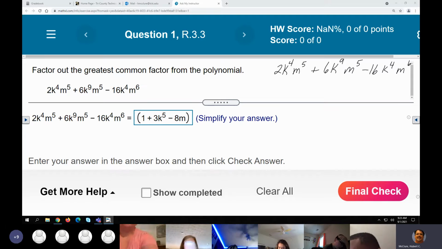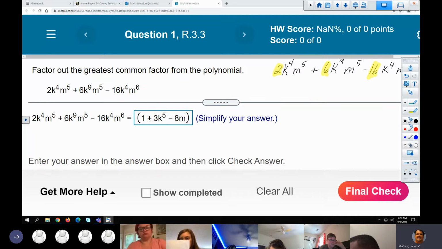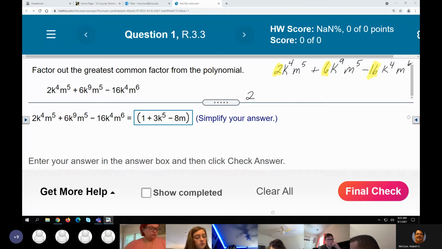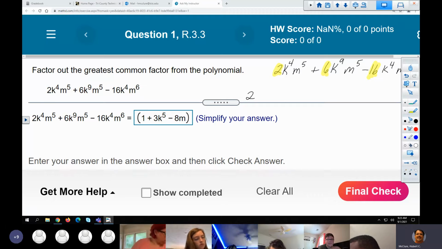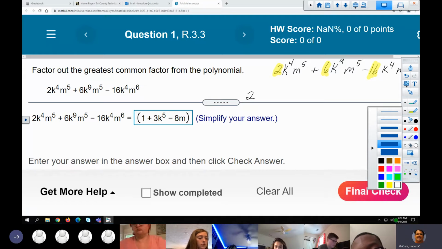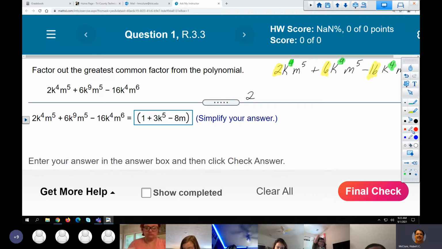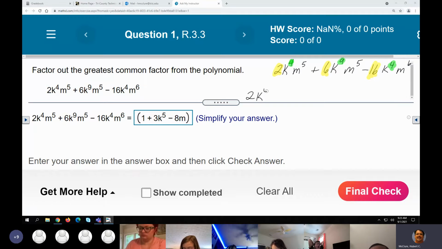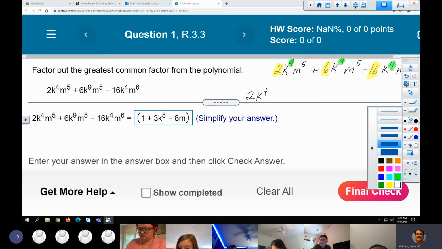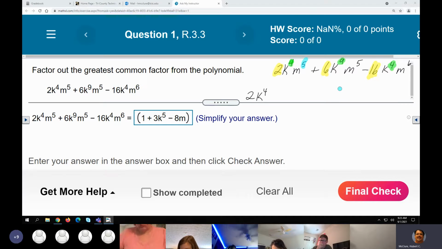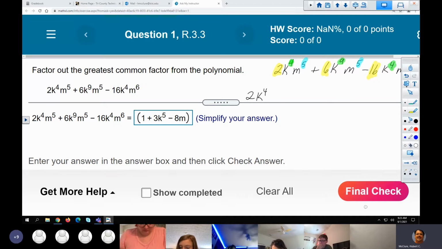Okay, the smallest number of 2, 6, and 16 will be 2, so 2 can come out. The lowest exponent with the k's is 4, so k to the 4th can come out. And the lowest exponent with the m's is 5, so m to the 5th can come out.